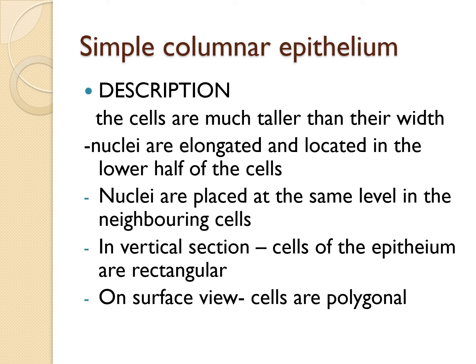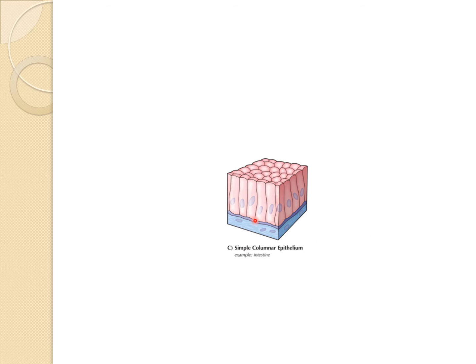So in simple columnar epithelium, you can see in this slide the height is more than the width. When the height of the cells of the epithelium is distinctly greater than their width, it is described as a columnar epithelium. Nuclei are elongated and located in the lower half of the cells. Nuclei of all cells are placed at the same level. In vertical section, the cells of the epithelium are rectangular. In transverse section, the cells are polygonal. So this epithelium is the simple columnar epithelium.